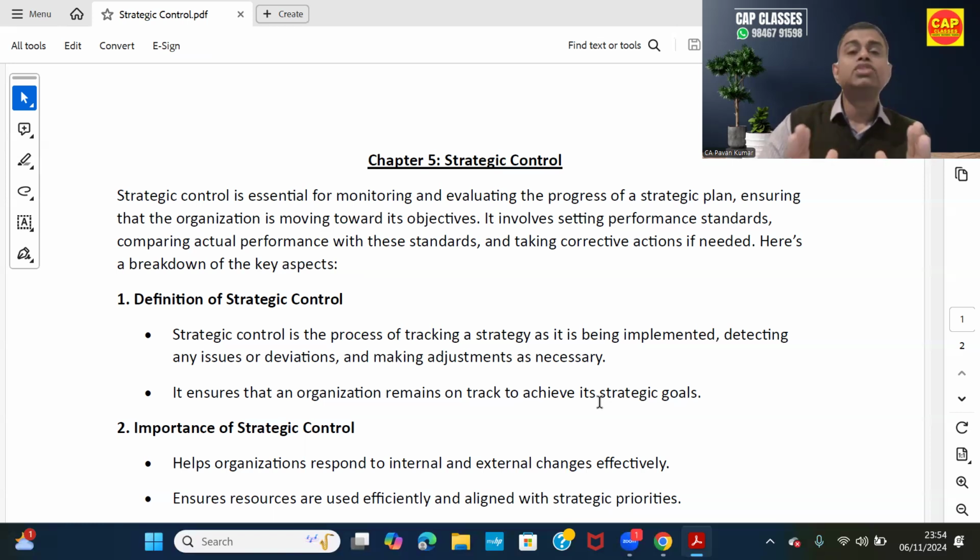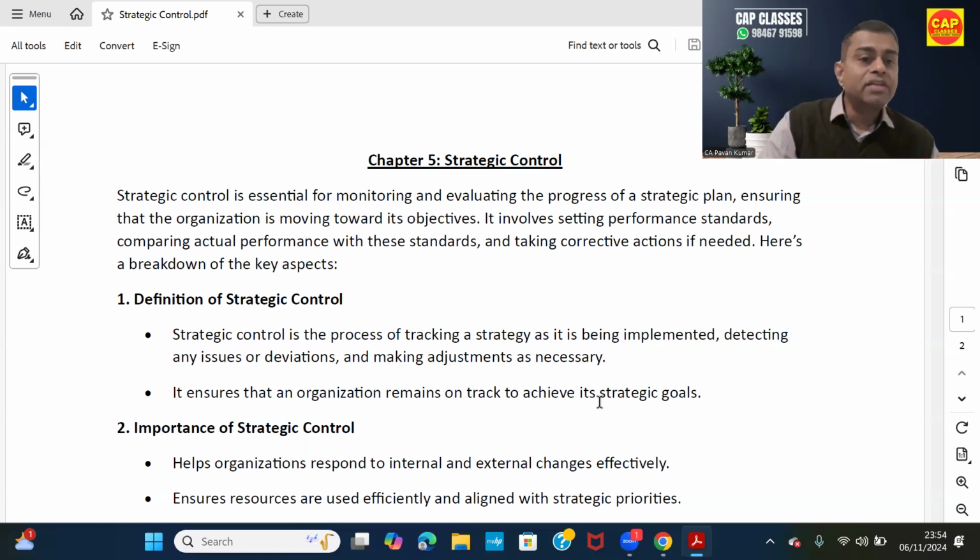Pavan sir, everything is going as per the plan. Superb. I don't need to control. Pavan sir, something is wrong. We are deviating from the objectives. We are deviating from the standards. We are deviating from the milestones. We are deviating from the prescribed process. We are not able to do what we wanted to do. That is where you need control.